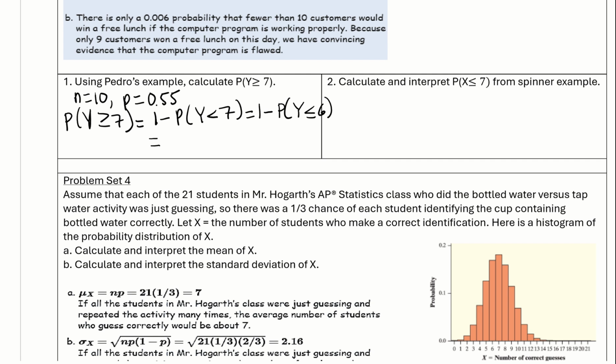All right, so in this case we have 1 minus, and now we can use the binomial CDF function. The CDF is going to be n equals 10 trials, p equals 0.55, and x equals 6. You're going to use 6 here for the binomial CDF function. And you get 0.2660.